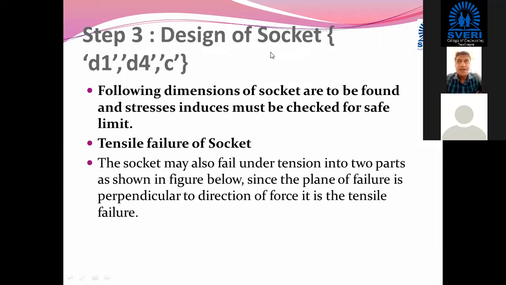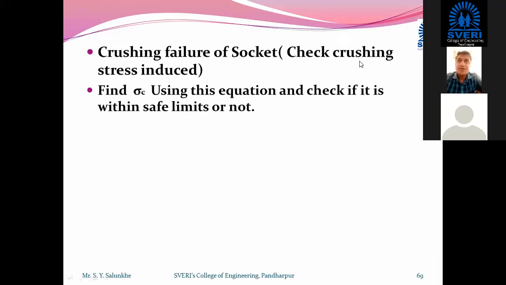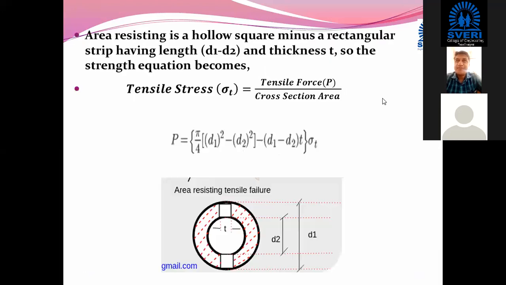Now, we'll consider design of socket. For the design of socket, what values we have to calculate? Outer diameter of that collar, then the width of that collar, and the C, that is the part which is after the quarter of that joint.